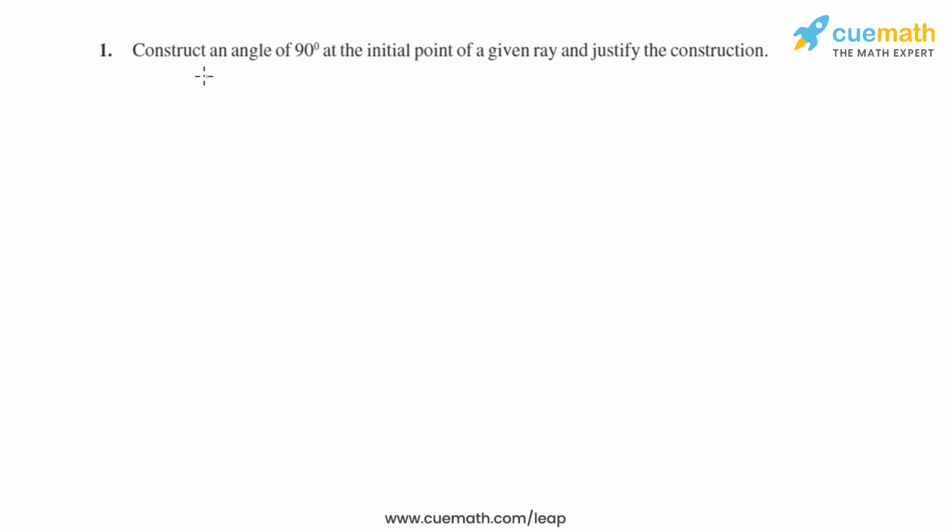Question 1 of this exercise says, construct an angle of 90 degrees at the initial point of a given ray and justify the construction. So let's start with the steps of construction.